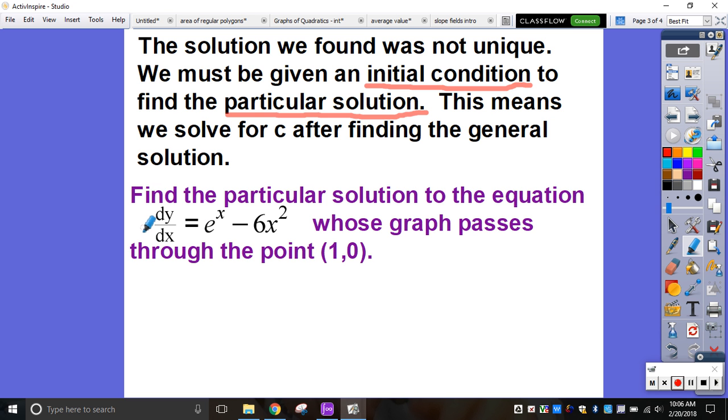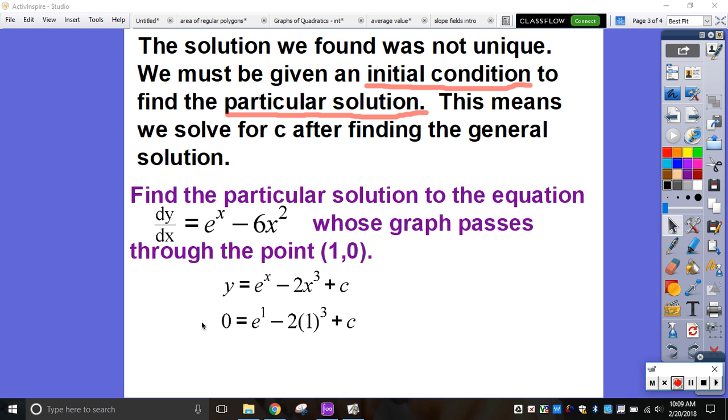So first I will integrate dy over dx to get the general solution, and then I will solve for c to find the particular solution. My general solution is y equals e to the x minus 2x cubed plus c. And then I take the point 1, 0, plugging in 1 for x and 0 in for y, and then solve for c. If I start by substituting 1 in for x and 0 in for y, I get 0 equals e to the first minus 2 times 1 cubed plus c.